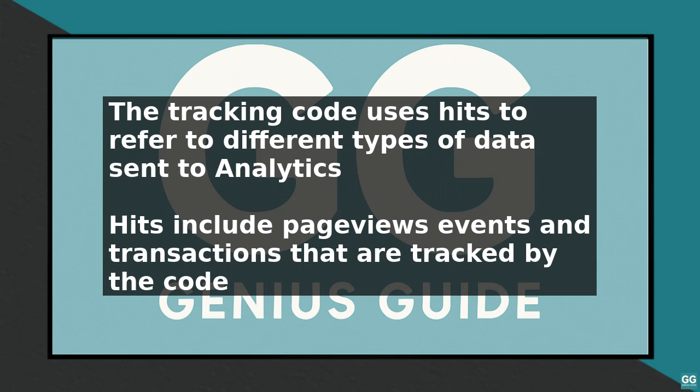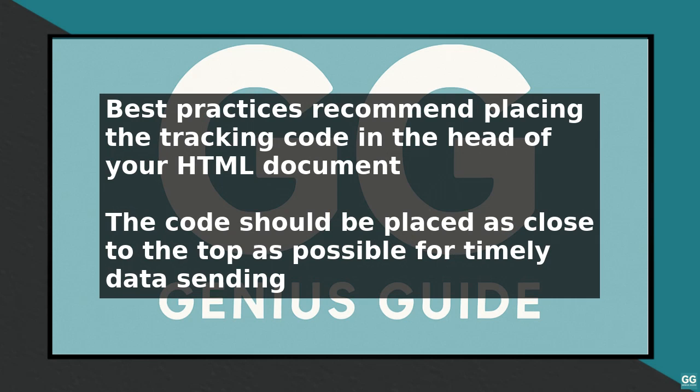In terms of best practices, it's recommended to place the tracking code in the head of your HTML document, as close to the top as possible. This ensures that the tracking code is executed as soon as possible and that data is sent to Google Analytics in a timely manner. It's also important to note that you should only have one tracking code per page, and that you should not modify the tracking code unless you are experienced with JavaScript and Google Analytics.